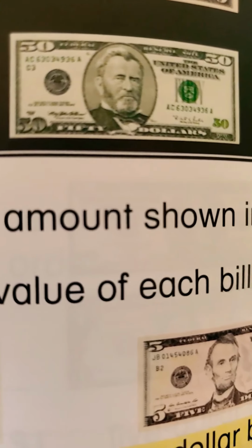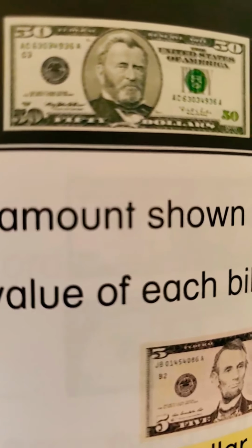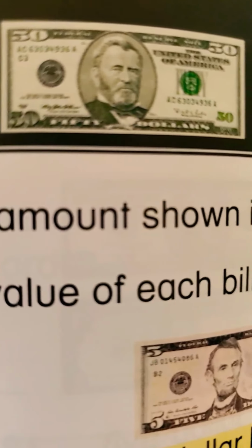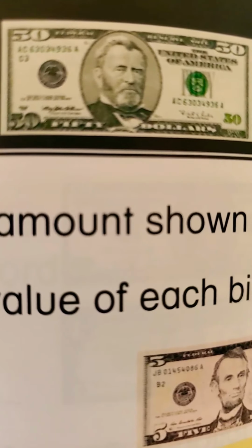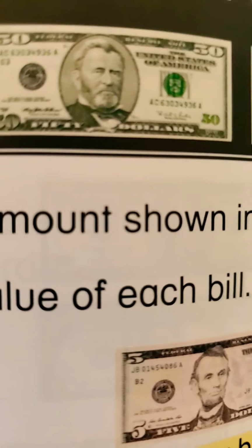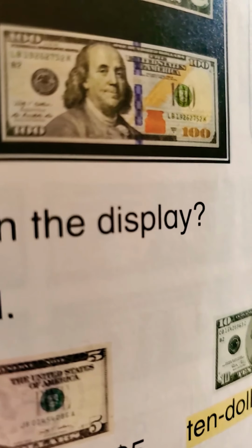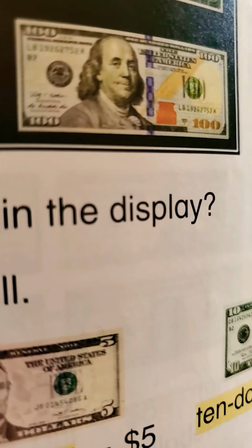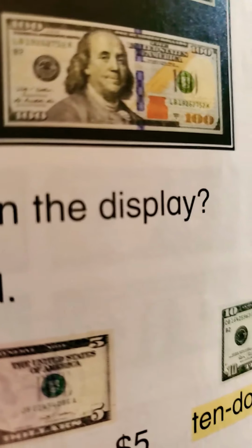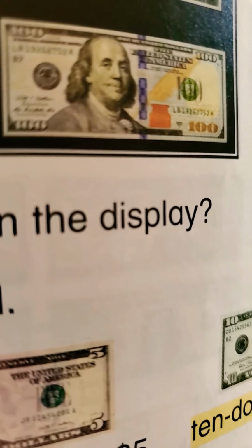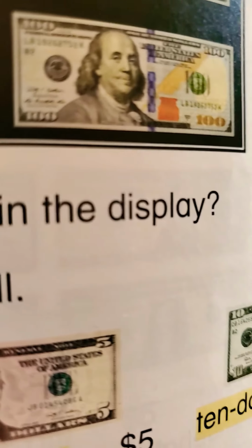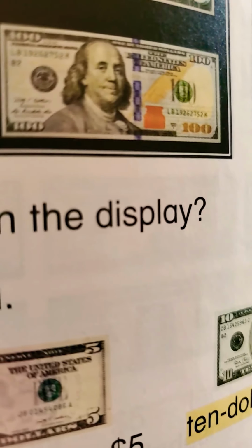And the $50 bill has Ulysses S. Grant on the cover. And again, this one has the number 50 written in every corner, right? And then at last, you have the $100 bill, and the $100 bill has Benjamin Franklin. And again, in every corner, every vertex, you have a number 100.